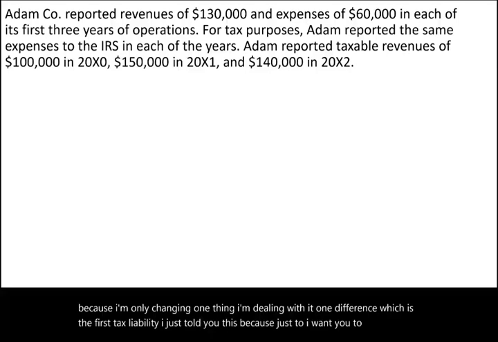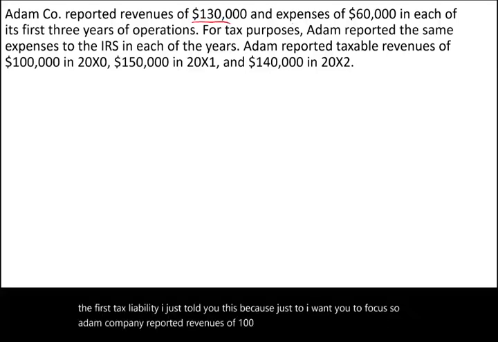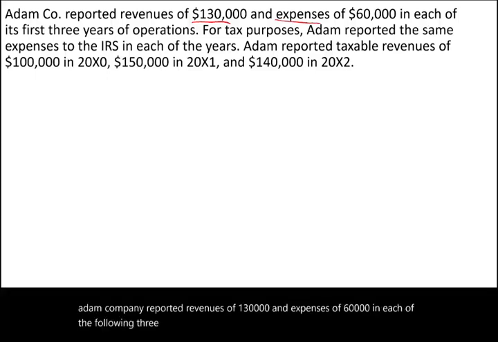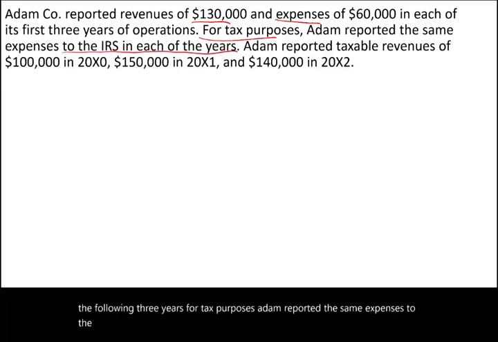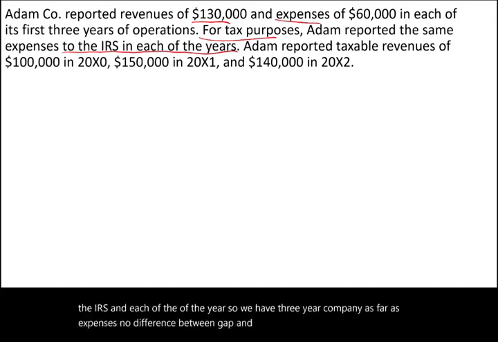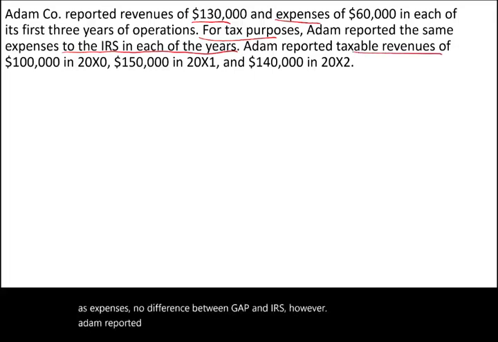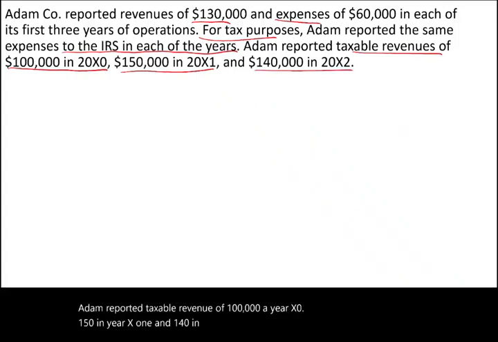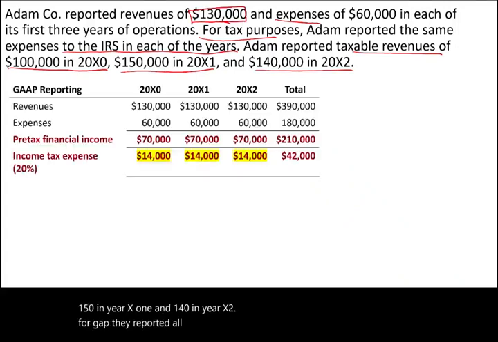So Adam Company reported revenues of $130,000 and expenses of $60,000 in each of the following 3 years. For tax purposes, Adam reported the same expenses to the IRS in each year. So we have a three-year company. As far as expenses, no difference between GAAP and IRS. However, Adam reported taxable revenue of $100,000 in year X0, $150,000 in year X1, and $140,000 in year X2. For GAAP, they reported all the years as $130,000.